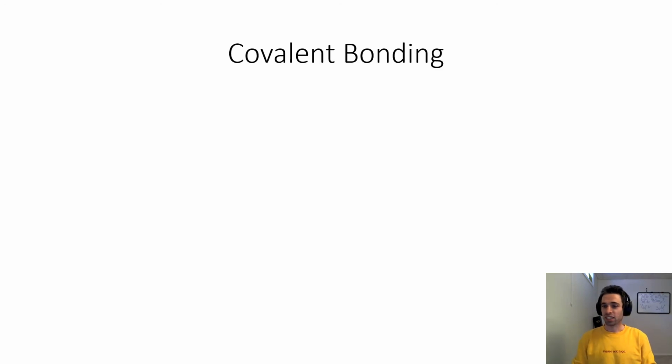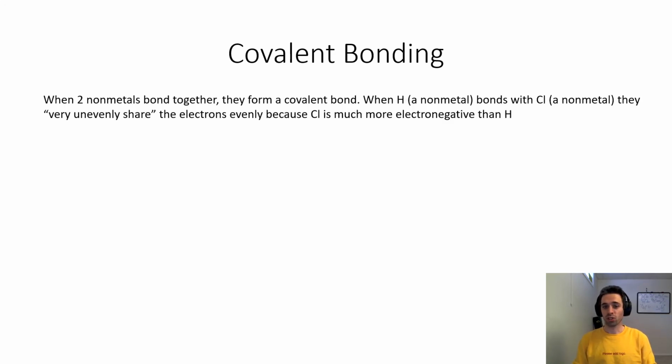And now we get to the covalent bond. We will first talk about polar covalent bonds. When 2 nonmetals bond together, they form a covalent bond. When hydrogen, a nonmetal, bonds with Cl, a nonmetal, they very unevenly share the electrons because chlorine is much more electronegative than hydrogen. This is different from the ionic bond because one element doesn't donate and one element doesn't accept the electron. They very unevenly share the electrons.